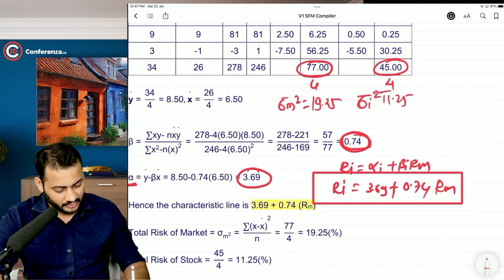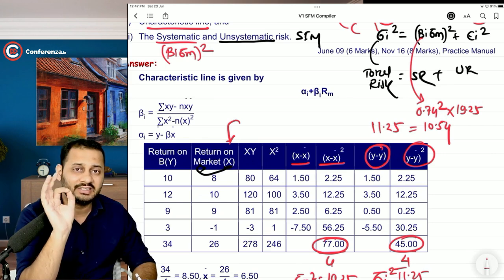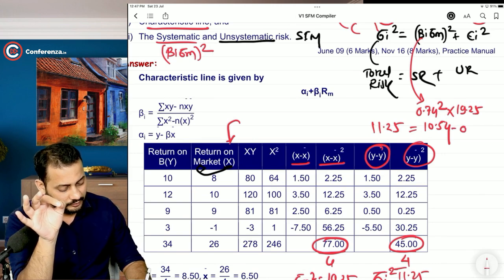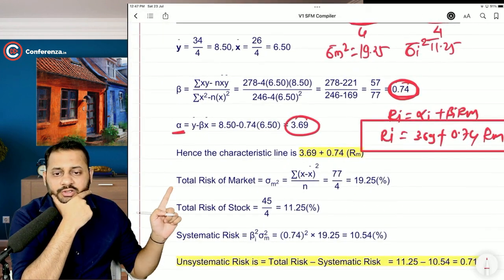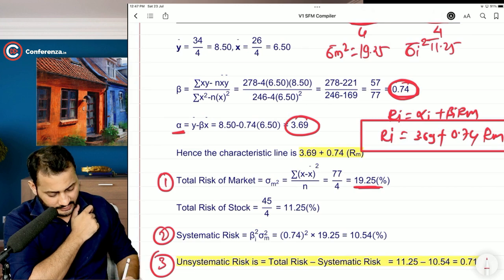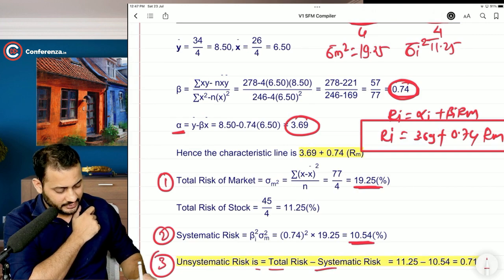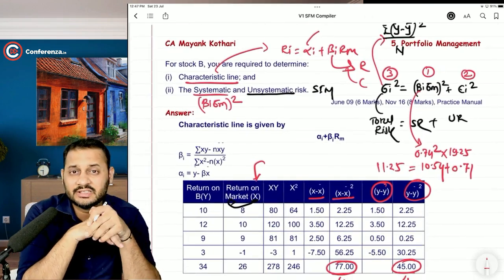So understand, the total risk was 11.25, out of which 10.54 is the systematic risk. Can I say the balance is the unsystematic risk, which comes to 0.71? Simple. See, total risk, this is the first part, second part and third part. Total risk 11.25, 10.54 is your systematic risk, and the unsystematic risk is total minus systematic, which comes to 0.71. Got the answers? Very easy, using single index model.